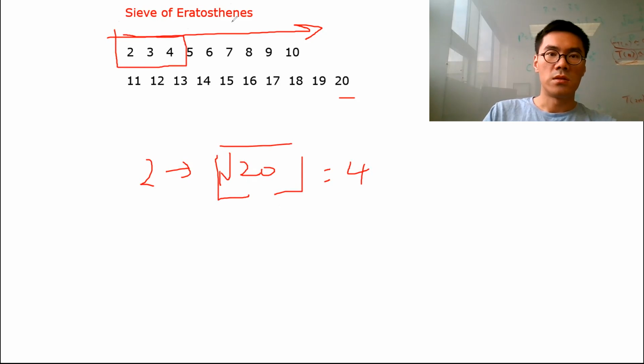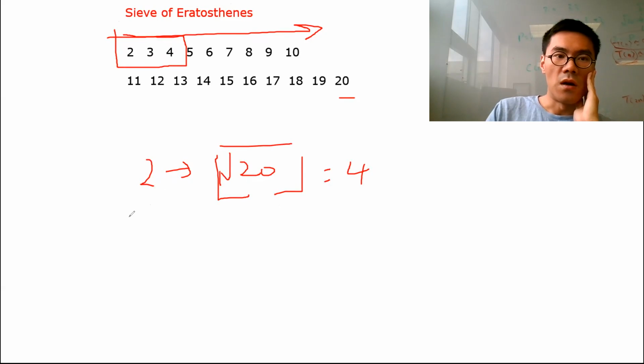Then what we do is we cross over all multiples of 2, starting from 2 squared. All right, so we cross over 4, and then we cross over 2 squared plus 2, which is 6, and then we cross over 8, which is 2 squared plus 2 plus 2 again.